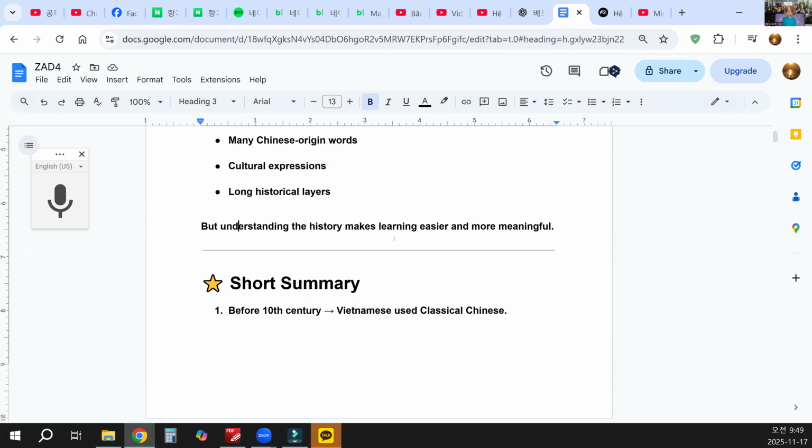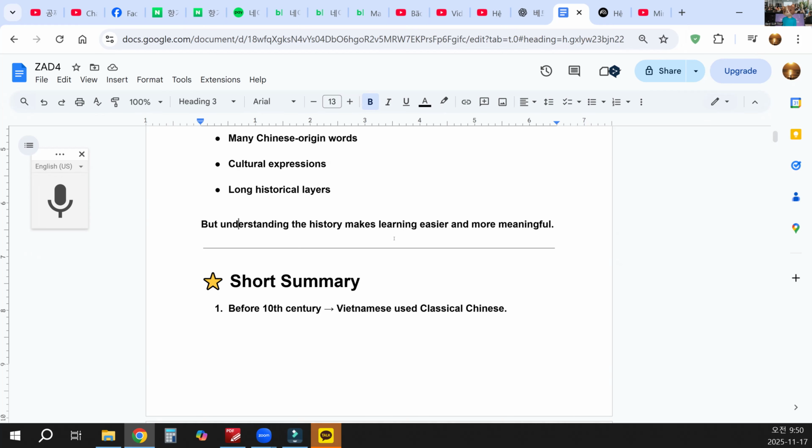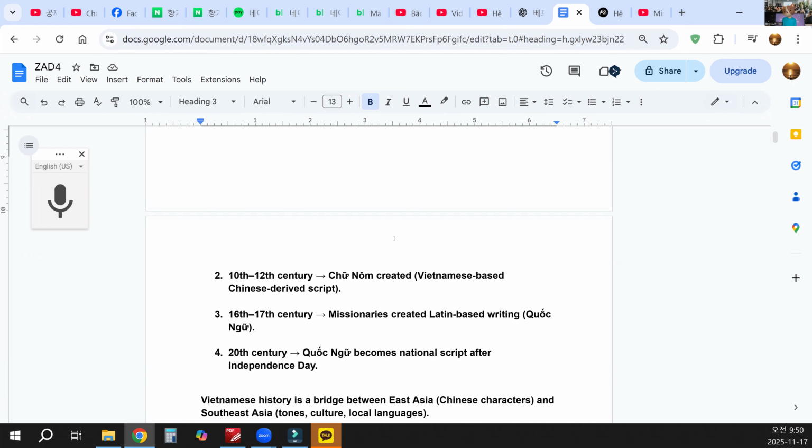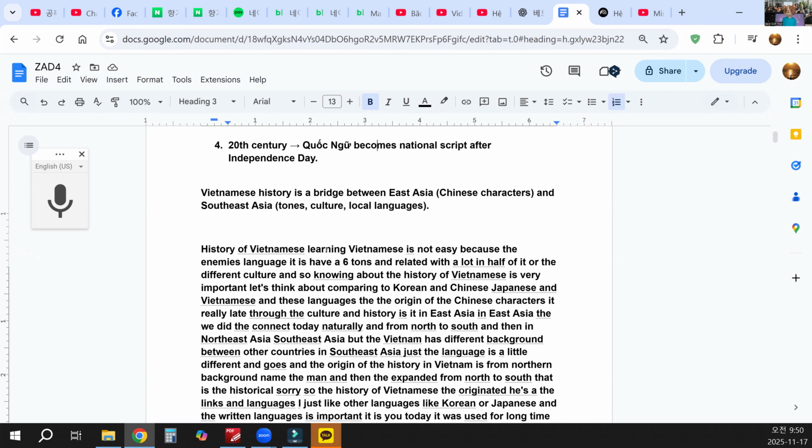So, summary: before the 10th century, Vietnamese used classical Chinese. 10th to 12th century, Chu Nom wrote Vietnamese based on Chinese script. 16th to 17th century, missionaries created the Latin-based writing, Quốc Ngữ. 20th century, Quốc Ngữ became the national script after independence. Vietnam's history is a bridge between East Asia, Sanskrit, and Southeast Asia, with cultural and local languages.